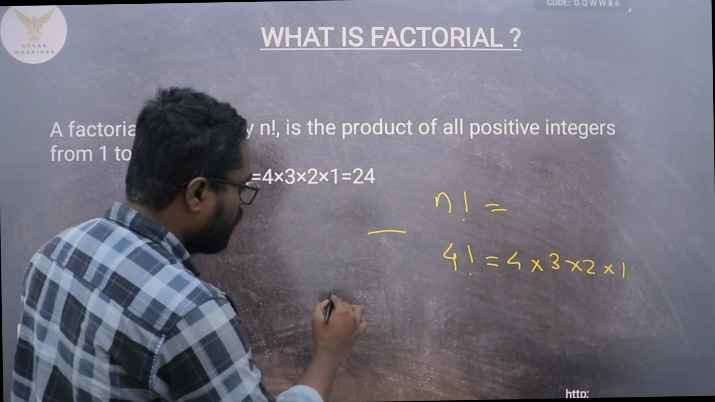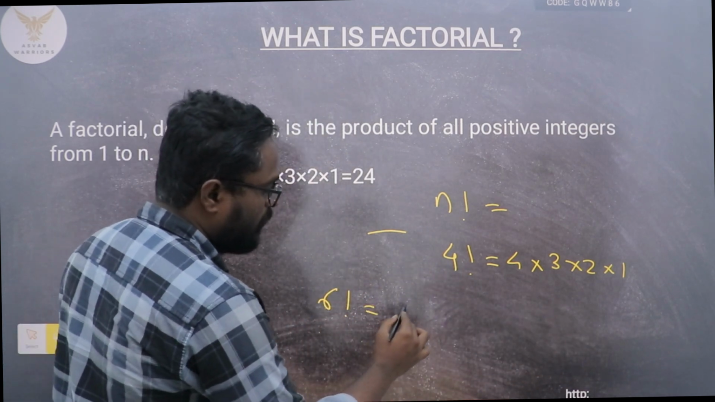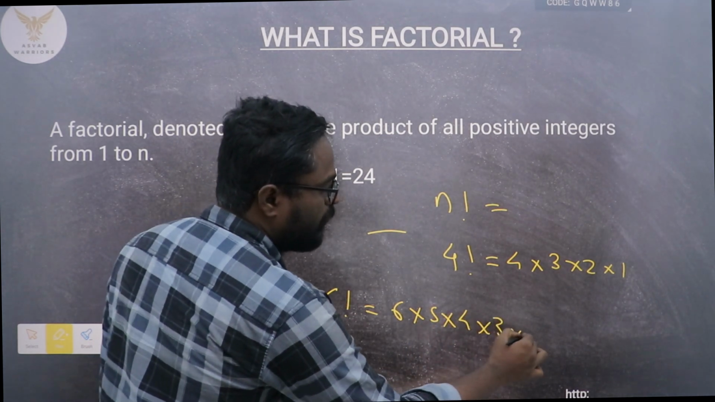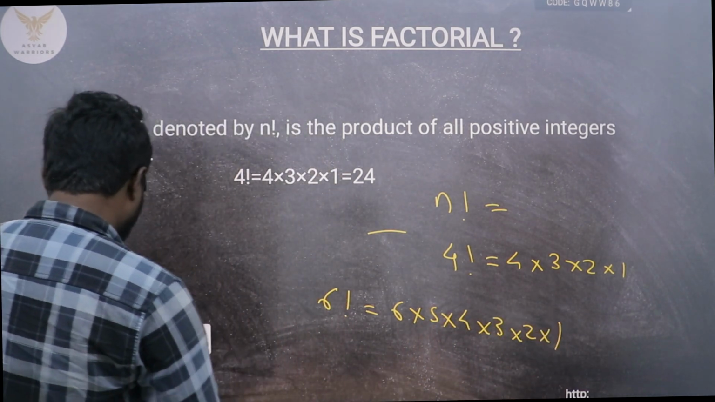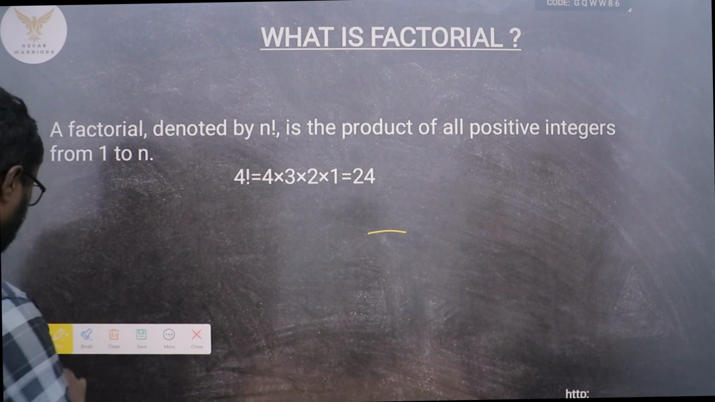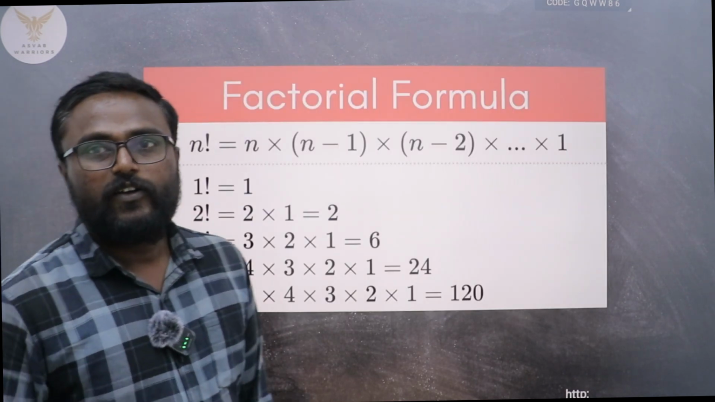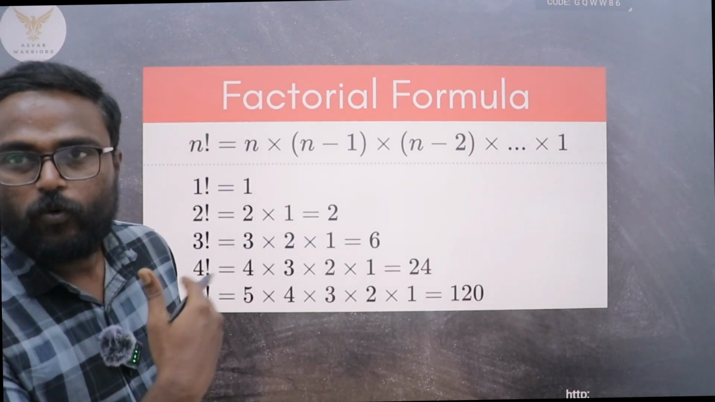Now if it was factorial of 6, the factorial of 6 will be equal to 6 times 5 times 4 times 3 times 2 times 1. I hope you understood the basic meaning of factorials. Now let me show you a chart with the factorials from 1 to 5.